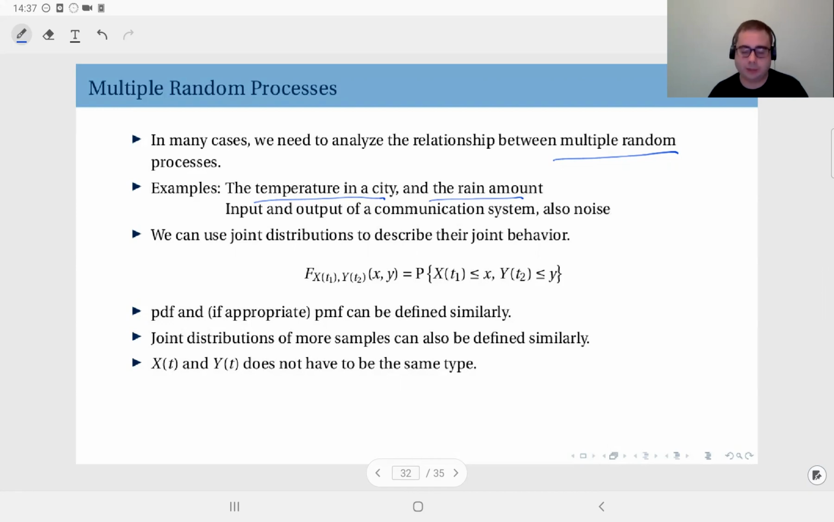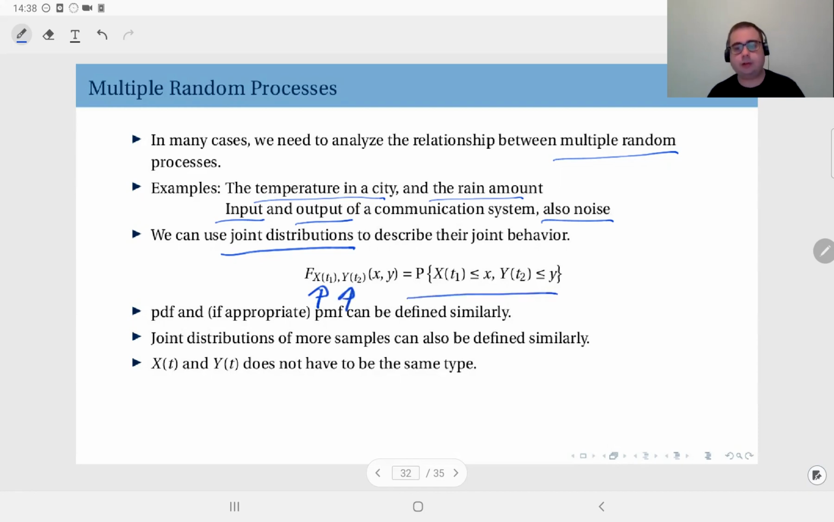Or in communications engineering, for instance, you have the input and output of a communication system, and you also have the noise. You have three random processes here. You have the input, the output, and also the noise, which are all different random processes, and they interact together. So they have certain relationships. It would make sense to be able to analyze their relationship. Again, we are going to make use of joint distributions to describe their joint behavior. Nothing is new here. You just, for instance, sample X at T1, sample Y at T2.